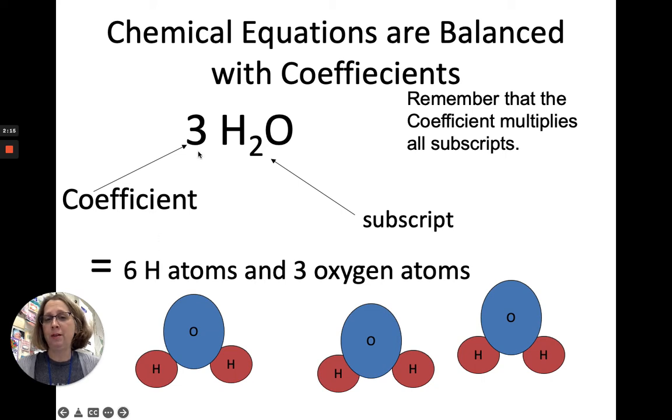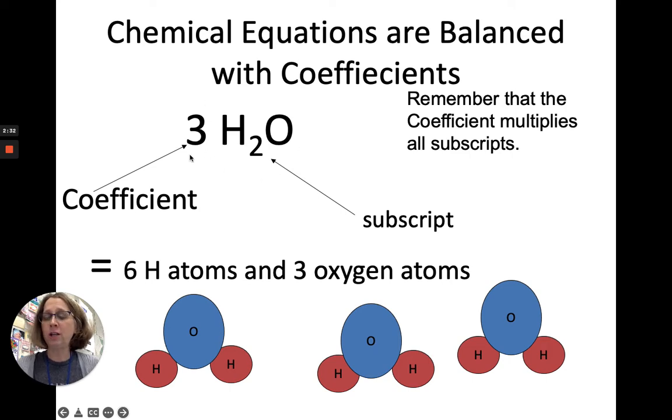Now the 2 as a subscript represents that ratio. Notice we don't have a 1, just to remind you. We usually don't write 1s as either coefficients or subscripts. The symbol itself sort of stands for 1. So we have 2 hydrogen atoms and 1 oxygen atom in each unit of H2O.